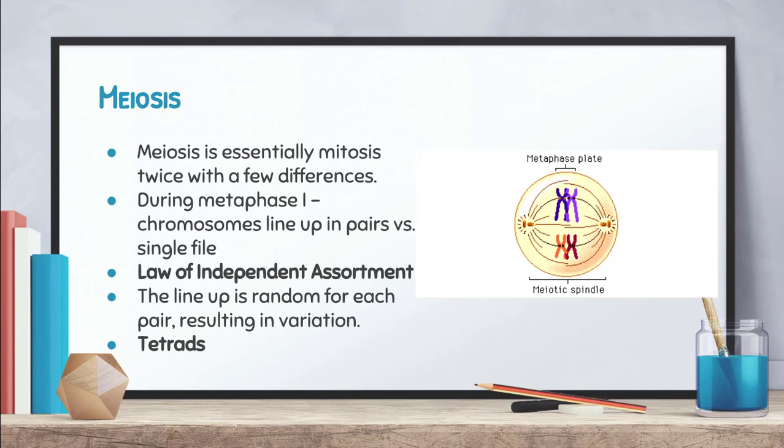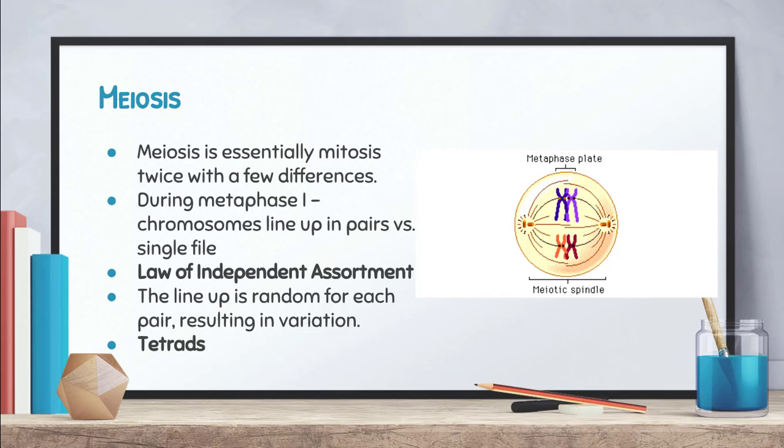Now, this brings up the concept of the law of independent assortment, which means that the lineup is random for each pair. So for each pair, as you see on the right-hand side here, you have a purple chromosome and a blue chromosome. Each of them represents a pair of one type of chromosome.